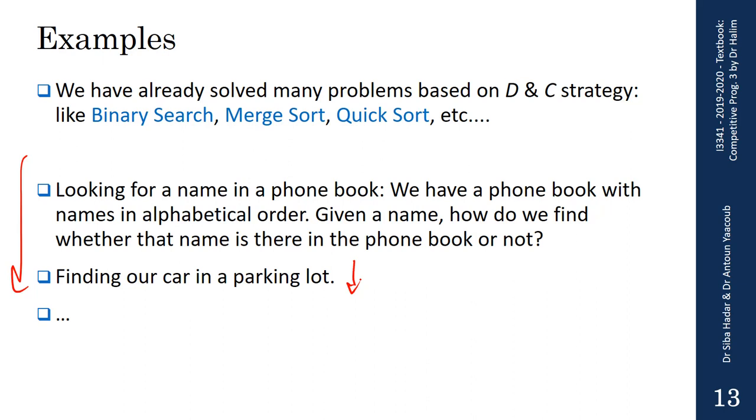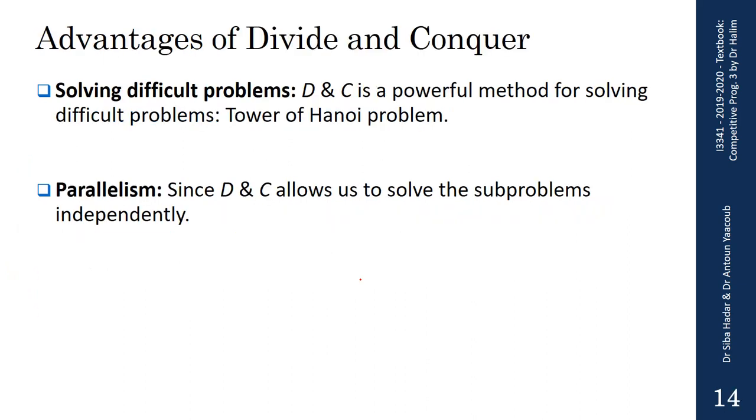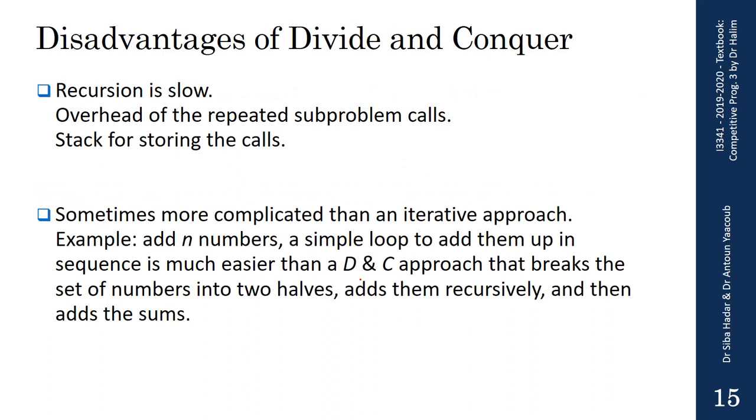So what are the advantages and disadvantages of divide and conquer? For the advantages, divide and conquer can solve some of the most difficult problems like the towers of Hanoi, and it affords us some parallelism, since we can solve each sub-problem on its own. If we have a machine that can do such things, we can take advantage of the parallelism of the divide and conquer scheme. As for the disadvantages, first, recursion is slow: we have the overhead, the stack, the memory reservation and the heap.